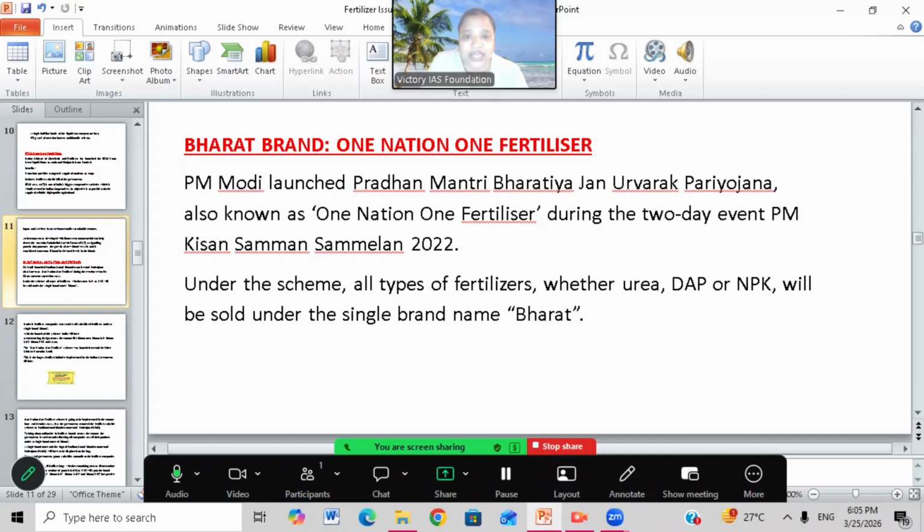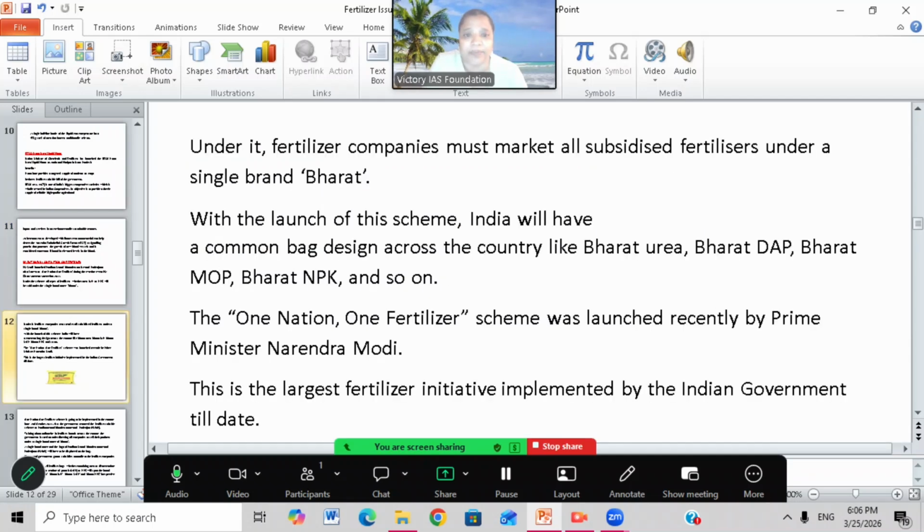Okay, under the scheme, all types of fertilizers, whether urea, DAP, or NPK, will be sold under a single brand name, Bharat. So, only the single brand name Bharat for all fertilizers. Under it, fertilizer companies must market all subsidized fertilizers under the single brand Bharat. With the launch of this scheme, all fertilizers must be named Bharat only from now onwards.